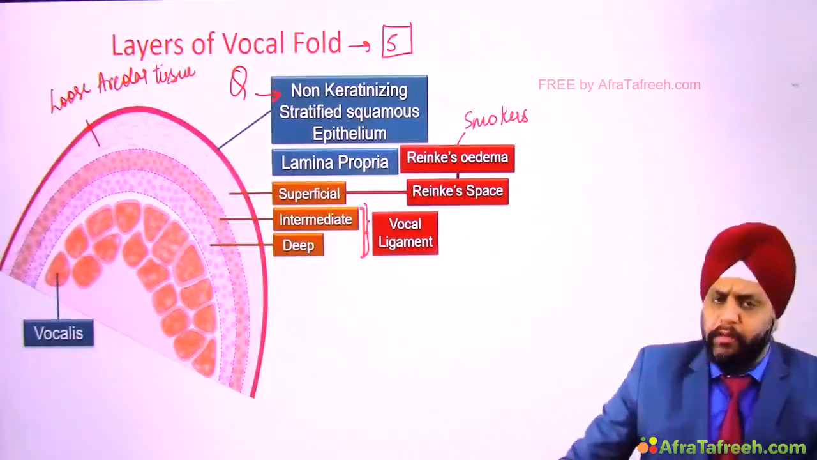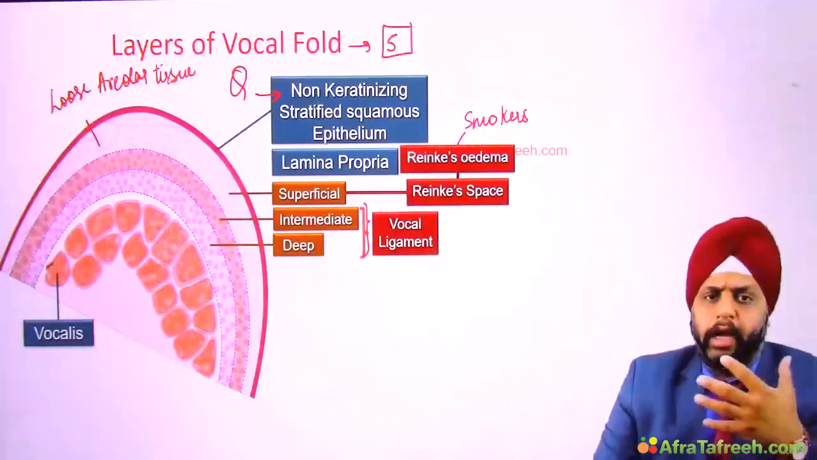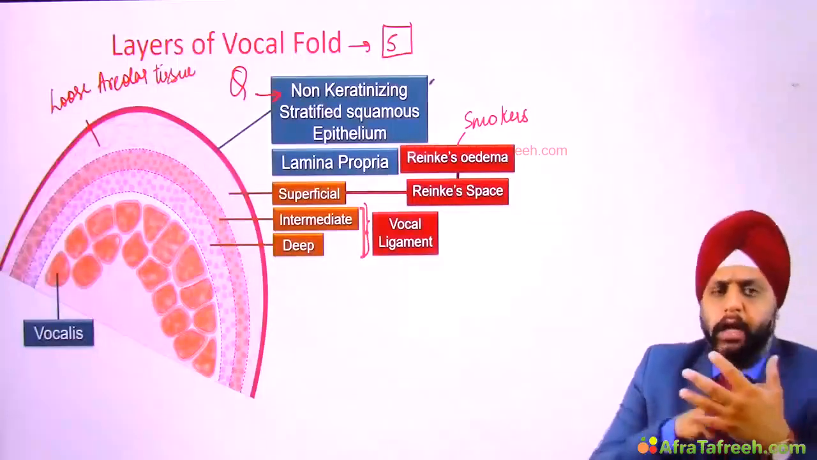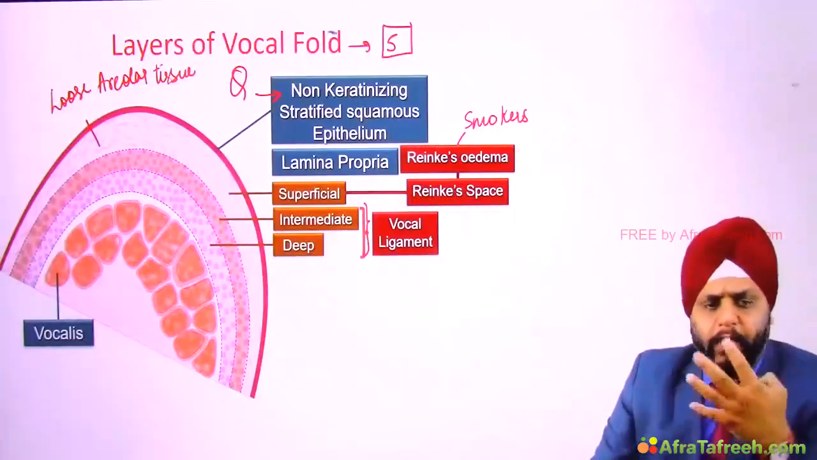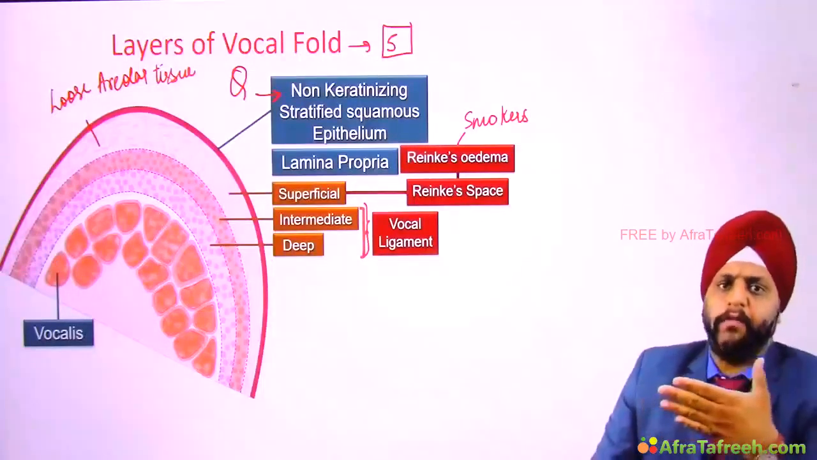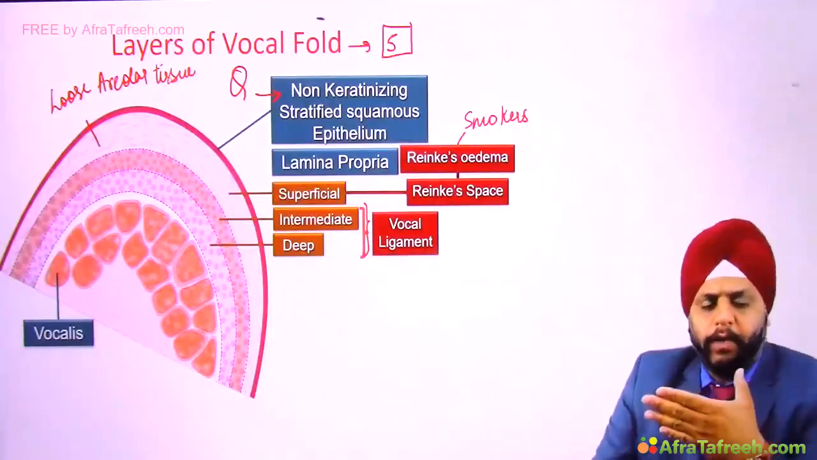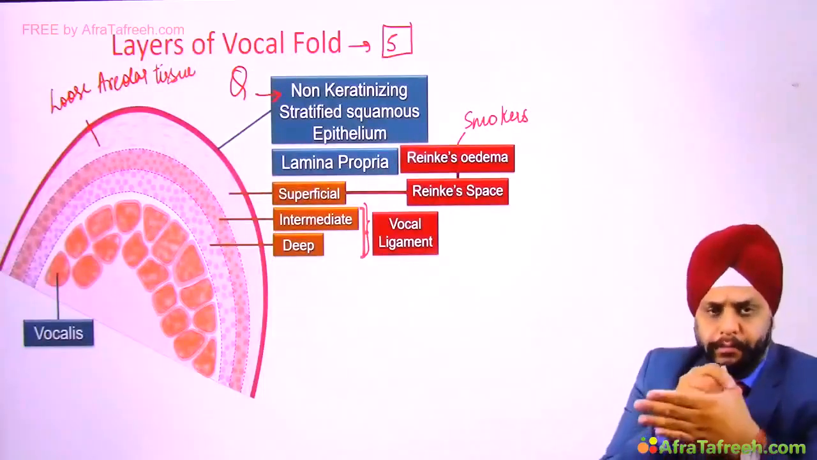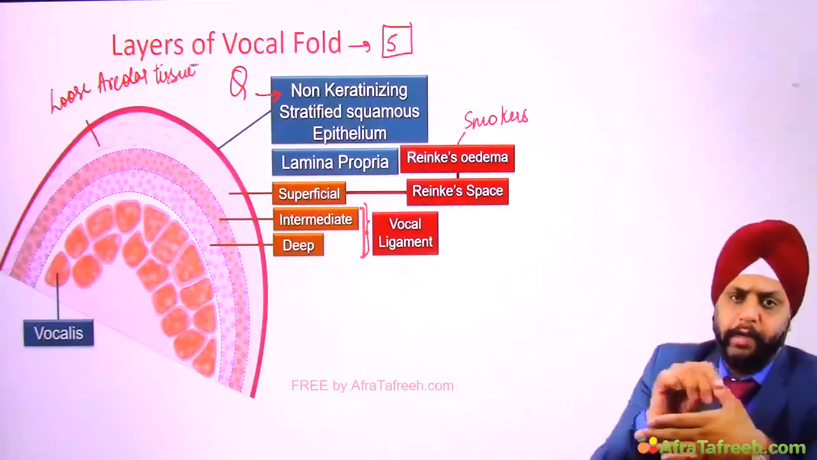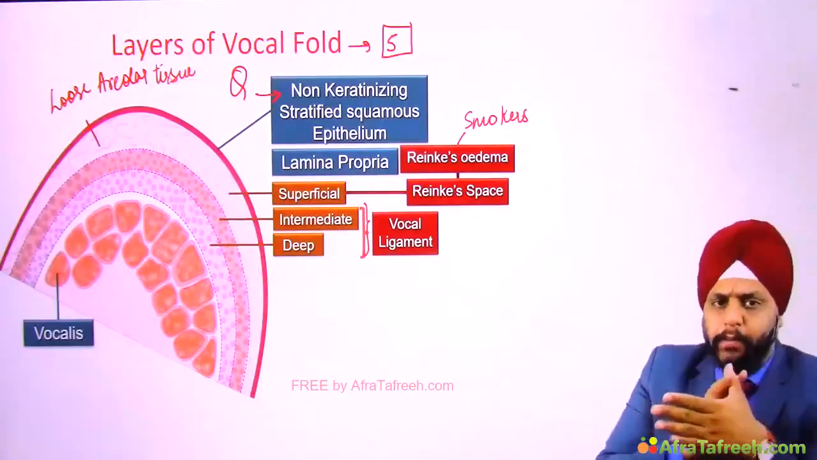So very easily we can remember them with the hand model. What is the hand model? You can see that there are 5 digits, 1 thumb and 4 fingers. So there are 5 layers of vocal fold. Number 1, we have the non-keratinizing stratified squamous epithelium. You see the thumb is separate, it is different. So this layer is different from everywhere else. We have a different epithelium.